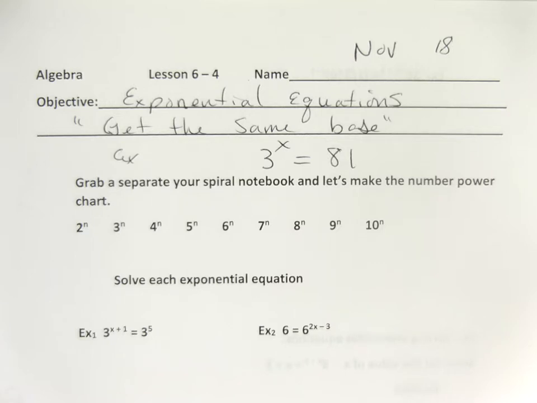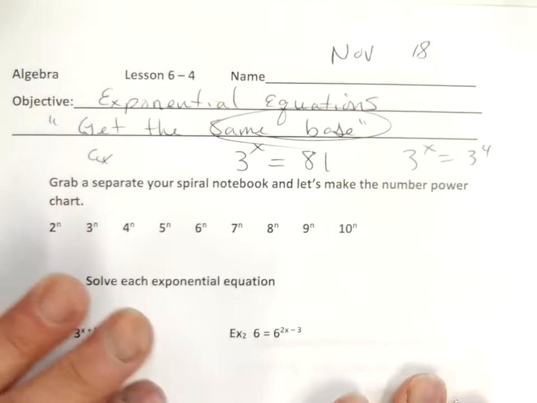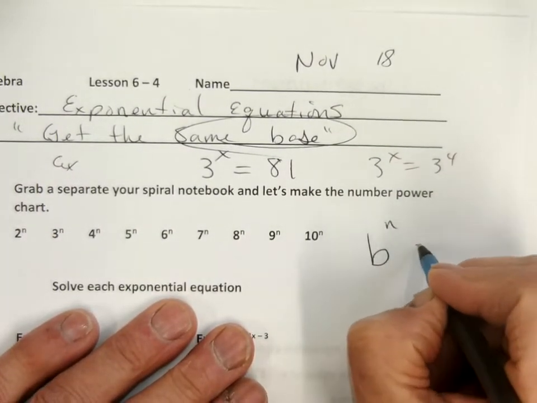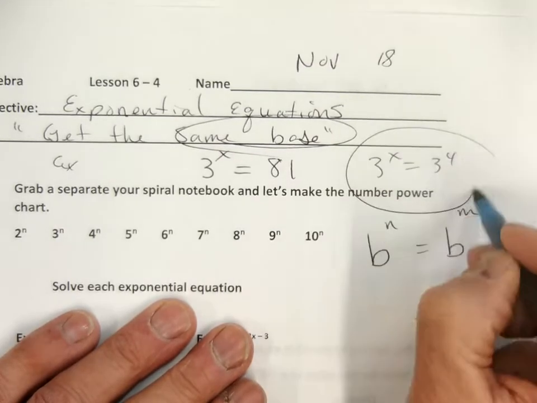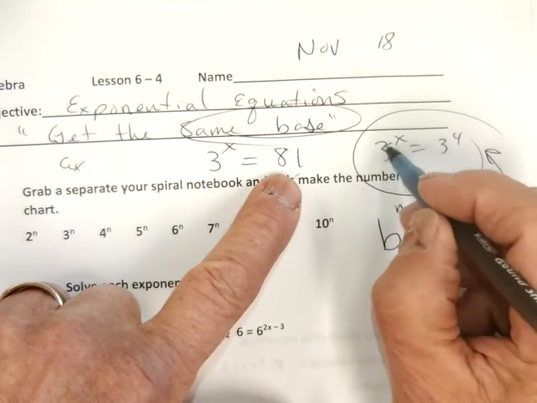And our chart showed us that. We looked at our chart and found 81. Here's our rule: if you have b to the n equals b to the m, with the same base, then n equals m. You've got the same base, so x equals 4. See how I did that? So in a sense, even though Bailey did it in her head, yay Bailey, you can say, oh, I get it, 81 is 3 to the 4th, so x equals 4.